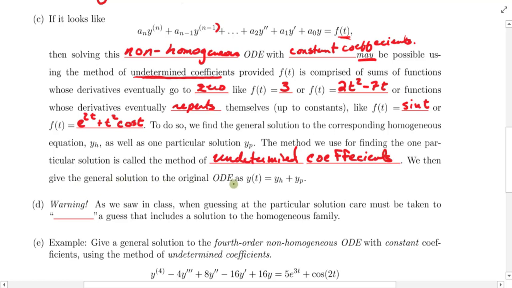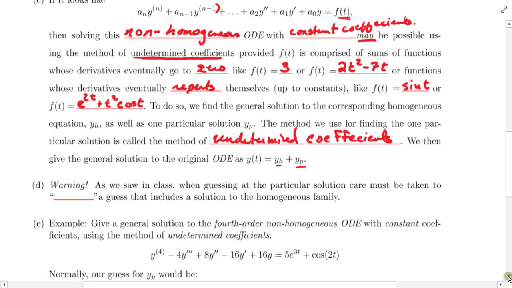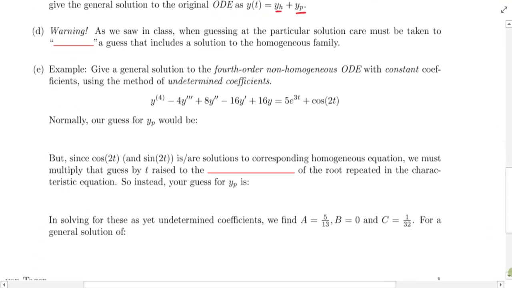And we give the general solution as simply a homogeneous family of solutions plus one particular solution. Okay? A warning about this method of undetermined coefficients: you have to solve the homogeneous equation first. Why? Because when you give your guess at the particular solution, you must make sure that you avoid a guess that includes a solution to the homogeneous family, for various reasons. One, that solution will just output as 0, and it certainly won't be linearly independent from that family of solutions.